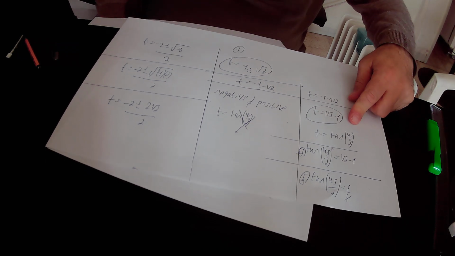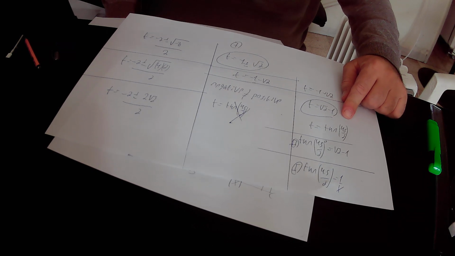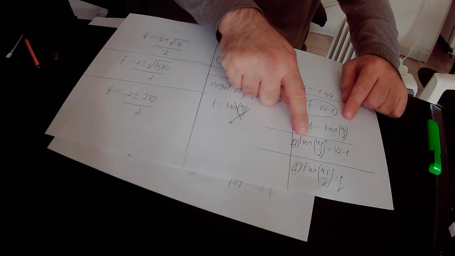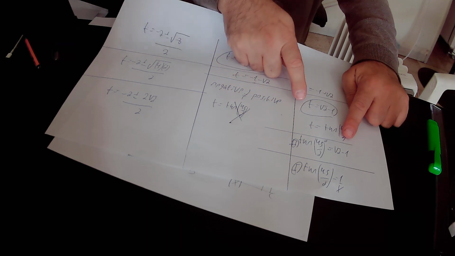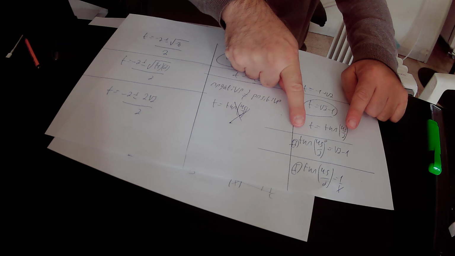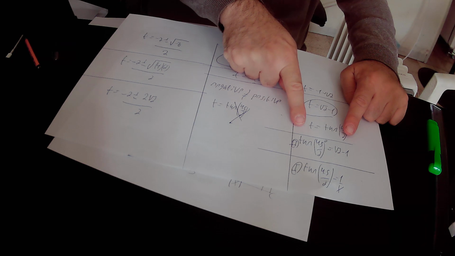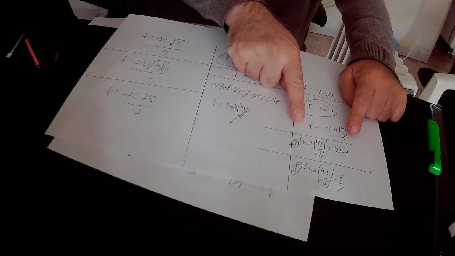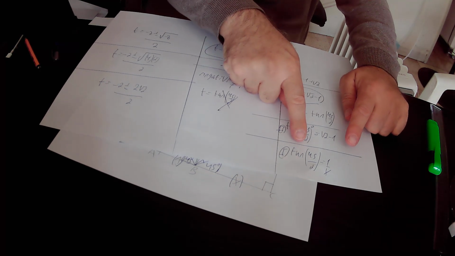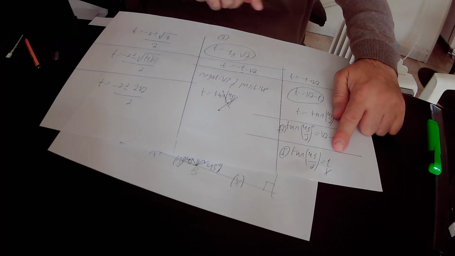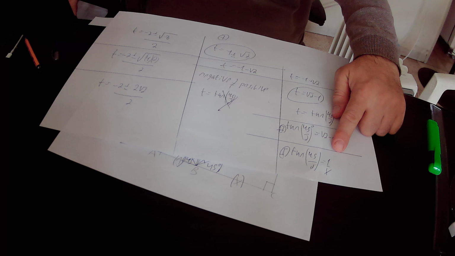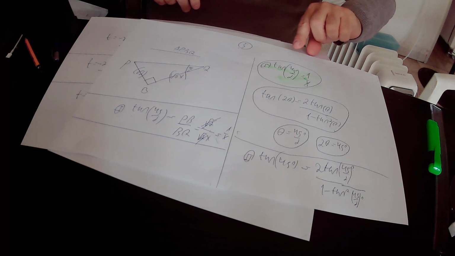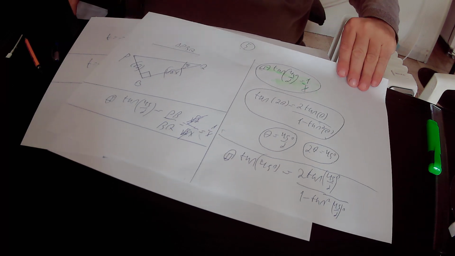So t equals tangent 45 over 2 degrees, and t also equals the square root of 2 minus 1. So in total, tangent 45 over 2 degrees equals the square root of 2 minus 1. This is according to equation number 2, while according to equation number 1, we have already found out that tangent 45 over 2 degrees equals 1 over x. Here in equation number 5, we actually found out that tangent 45 over 2 degrees equals 1 over x.